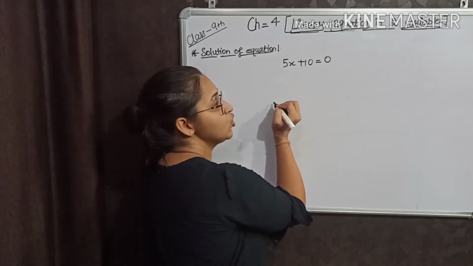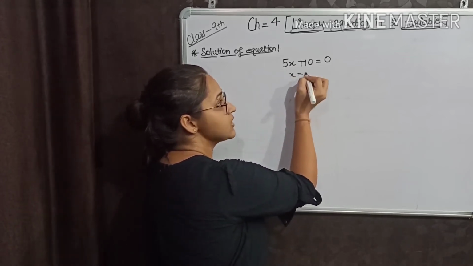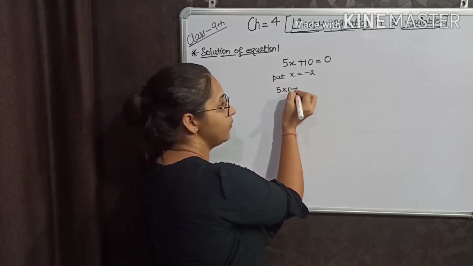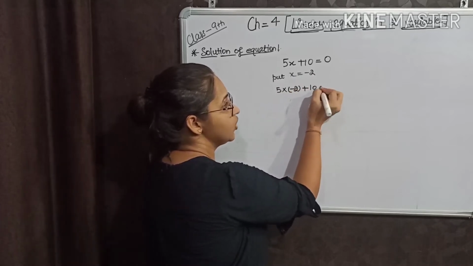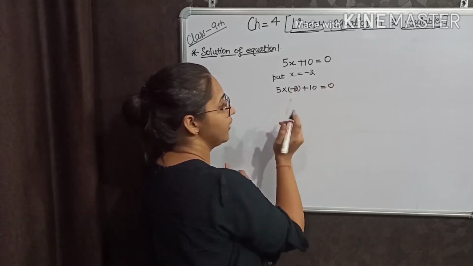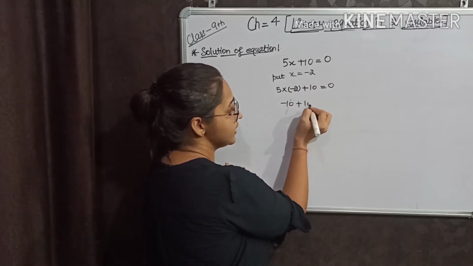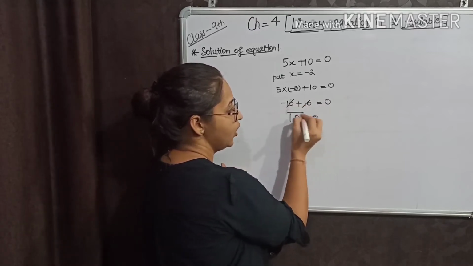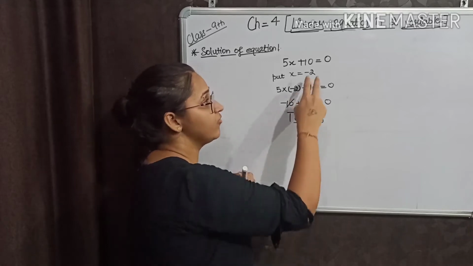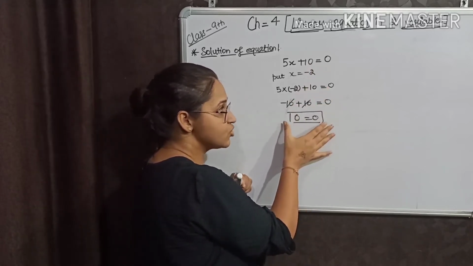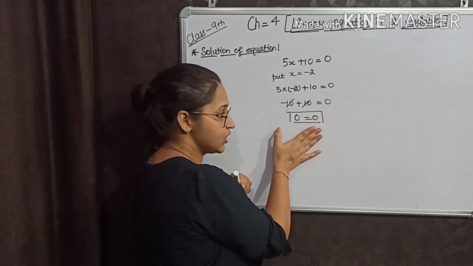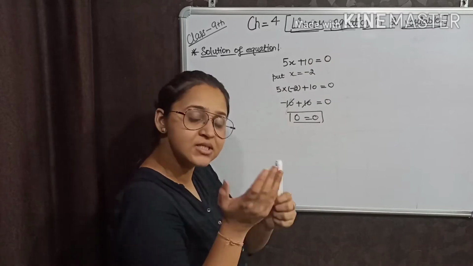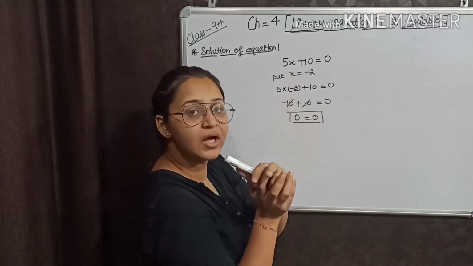If I put x is equal to minus 2, so 5 multiply minus 2 plus 10 is equal to 0. 5 multiply minus 2 will give you minus 10, plus 10 is equal to 0. In left hand side, it cancels. 0 is equal to 0. It means both of the sides of the given equation are equal. So the equation is satisfied. So x is equal to minus 2 is satisfying the equation. It means x is equal to minus 2 is a solution of the given equation.